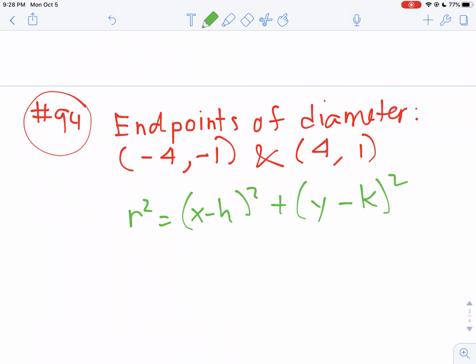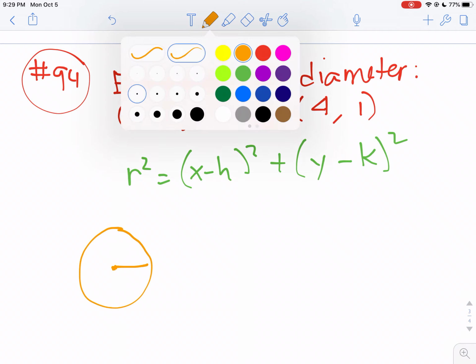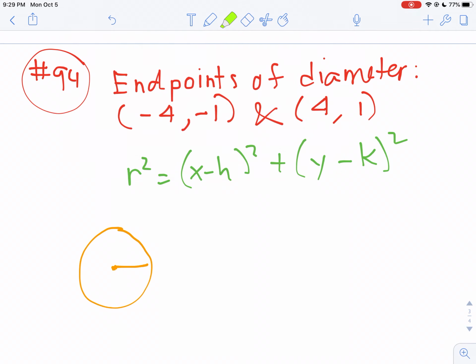All right, so endpoints of the diameter. Going back to when you first studied your circles in geometry, you know that if this is your circle and this is the center and that's the radius, the diameter is the line that goes right through the center from end to end. So the diameter is this, from here right through there. It is basically 2 times your r. All right, so that's your diameter.